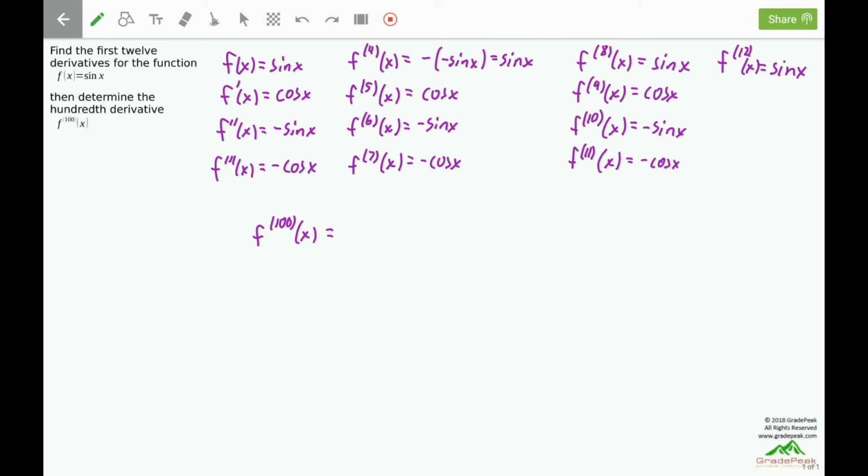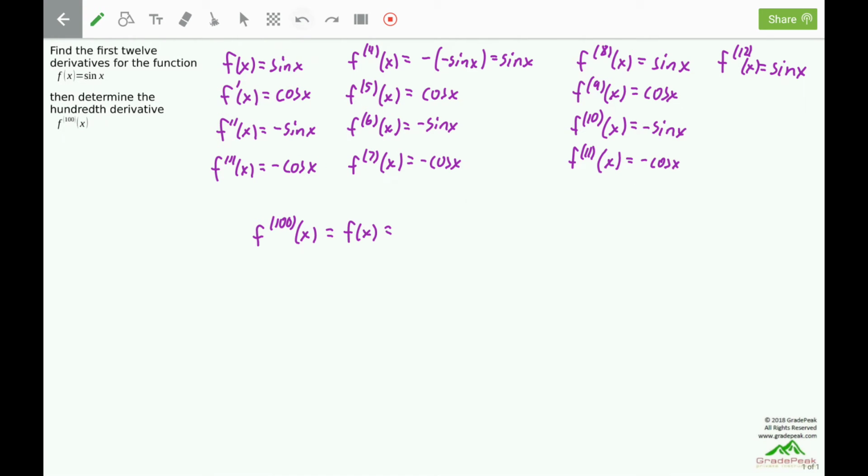So the 100 is equivalent to the 96, the 92, the 88, the 84, on and on down. And it's equivalent to the 12th derivative, the 8th derivative, the 4th derivative, and the original function, since it's divisible by 4. If it's divisible by 4, it will be like the original. If it's divisible by 4 with a remainder of 1, it'll be like the first derivative, remainder of 2, like the second derivative, remainder of 3, like the third derivative.